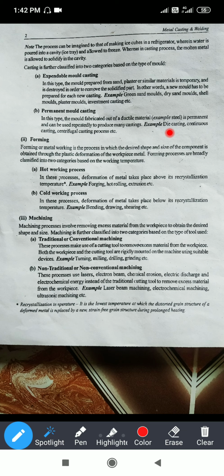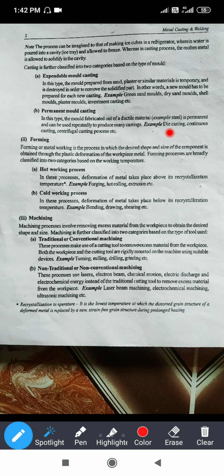The resistances are very low, and these dies are used for making mold cavities. Continuous casting and centrifugal casting are casting methods that use such permanent mold dies. So these are the two types of casting methods used for producing castings.